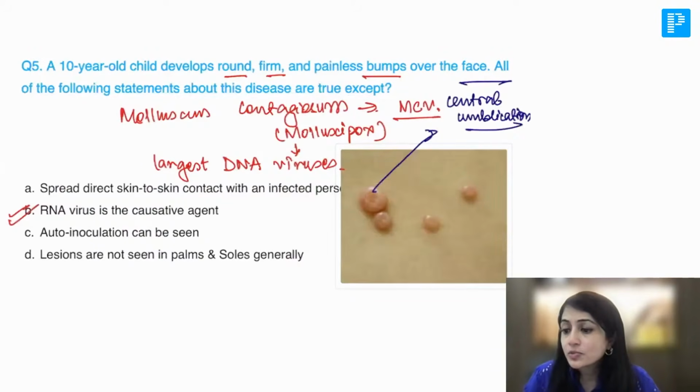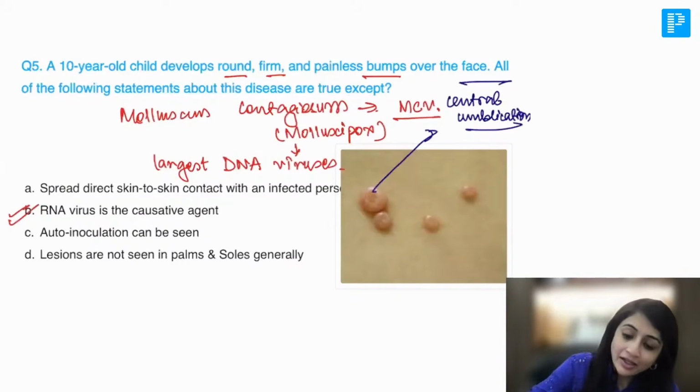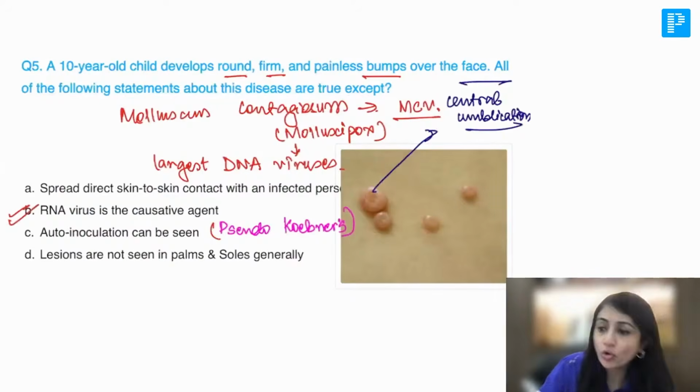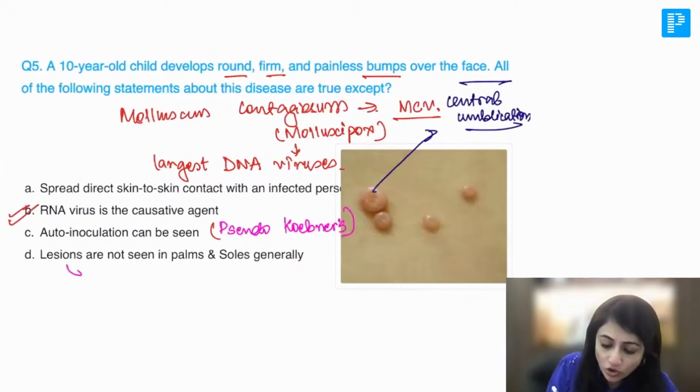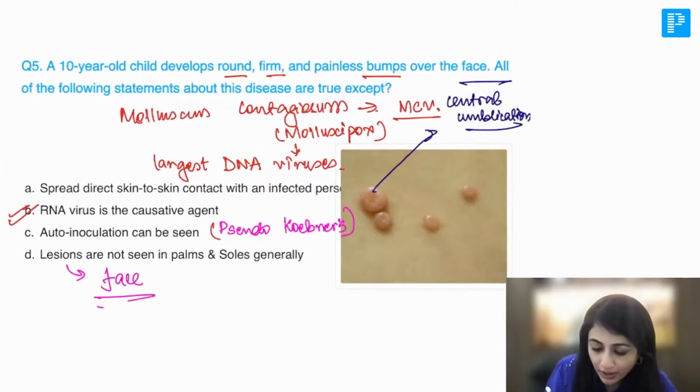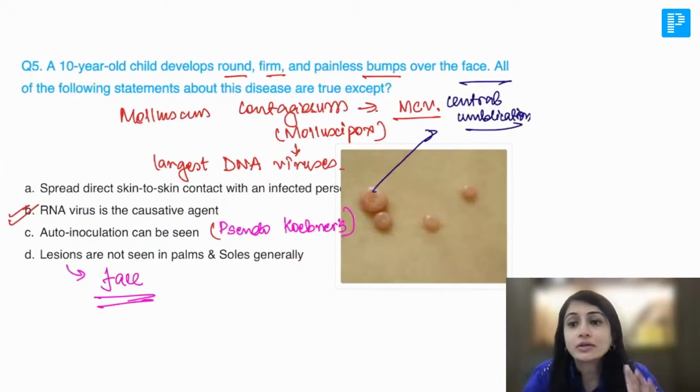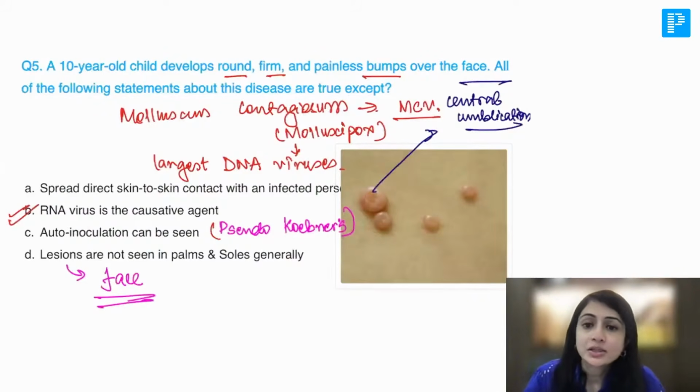DNA viruses, pox virus, umbilicated lesions. Yes, it spreads from direct skin to skin contact. We know that auto-inoculation is seen, and that is what presents with pseudo-Koebner's phenomenon. So you see pseudo-Koebner's lesions, which happen because of auto-inoculation. Lesions are not generally seen on palms and soles. That's also correct. Most commonly, the lesions are seen on the face. It's not that they cannot be there, but generally they are not present on palms and soles.